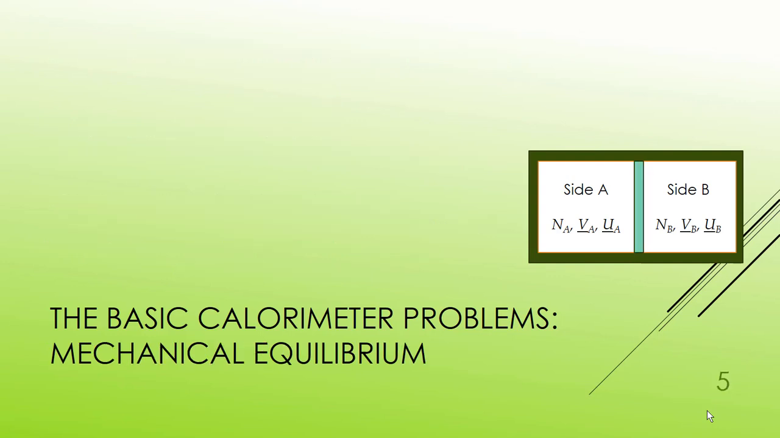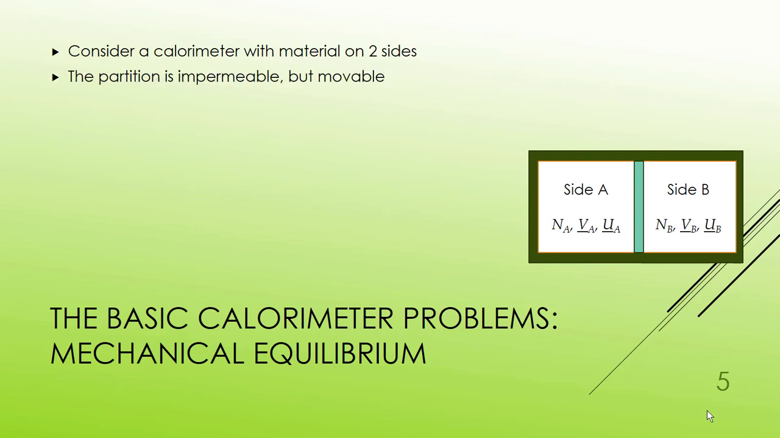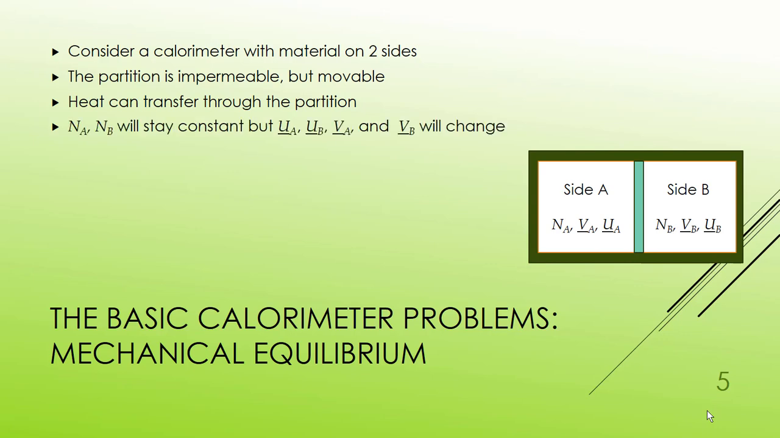So let's now look at mechanical equilibrium. So a similar situation, but I'm going to change my partition. So I'm still going to have the material on two sides with fixed number of moles, volume, and internal energy. The partition will be impermeable, meaning that no moles can travel, but I'm going to allow it to move like a piston. So the volumes on the two sides can change. I'll also still allow heat to transfer through the partition. So in this case, NA and NB will be constant throughout the problem, but UA, UB will change, VA and VB will change.